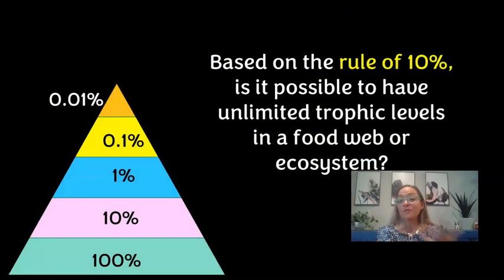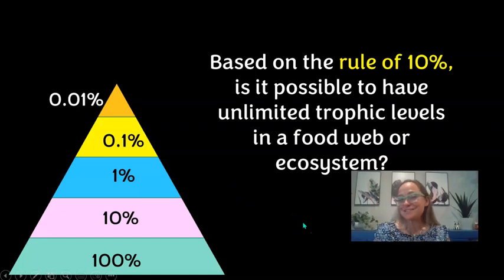So we really kind of call this the rule of 10. And so is it possible to have unlimited trophic levels in a food web or ecosystem? No, because the energy will eventually decrease so much that it can't support large predators. All right. That is my video on energy pyramids.